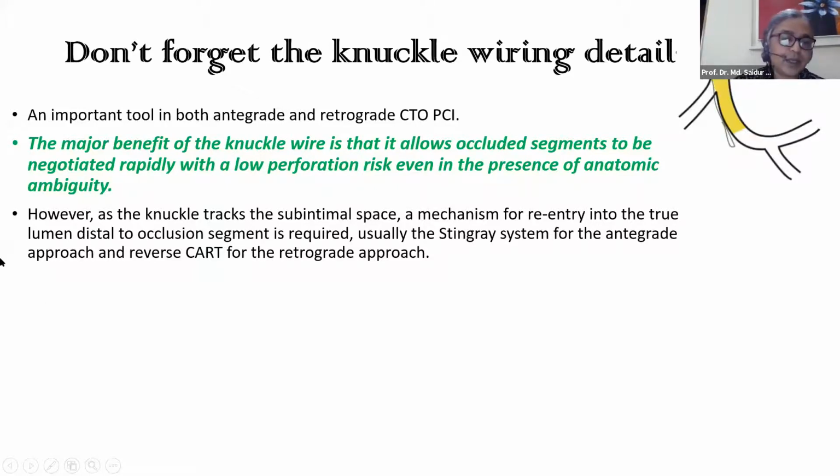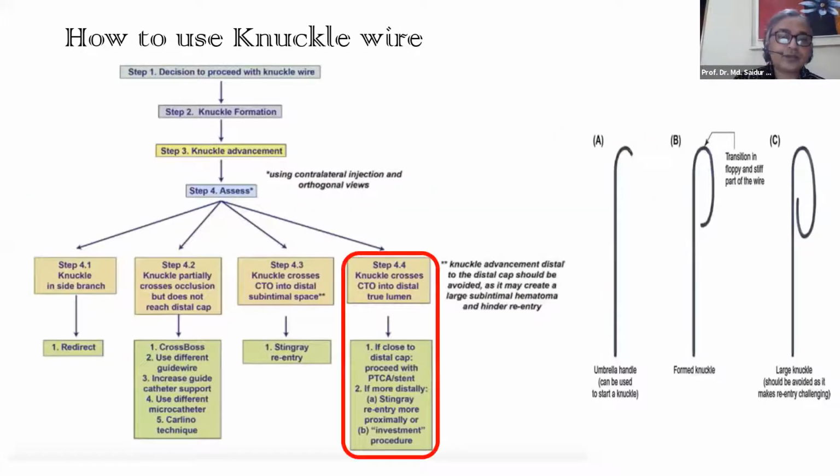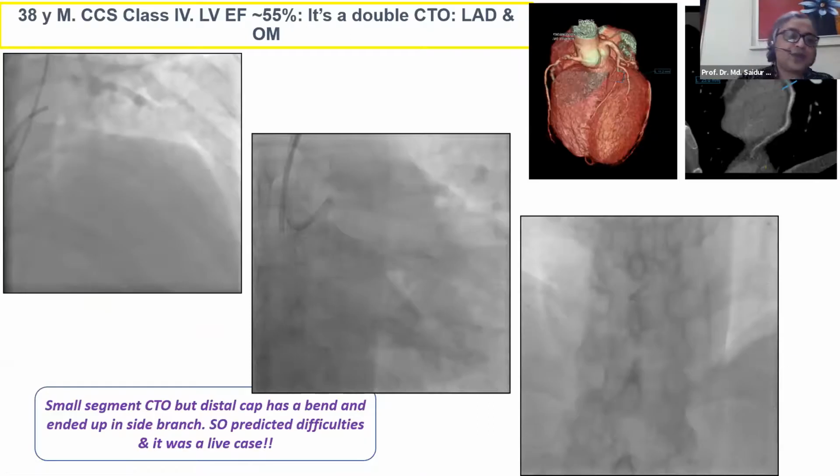But which wires can be knuckled? Well, there are polymer jacketed guide wires like the Fielder group, the Pilots, and also the Gaia Second wire can be effectively knuckled. But the knuckle should be as small as possible. And this is the way you can use the knuckle wire here. Not all the time do you need the Stingray. If you go to the distal true lumen, then you are very happy to do the stenting.